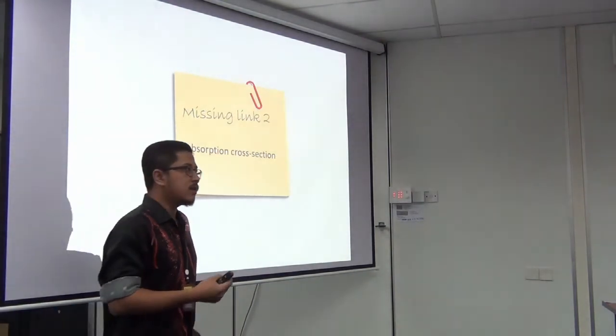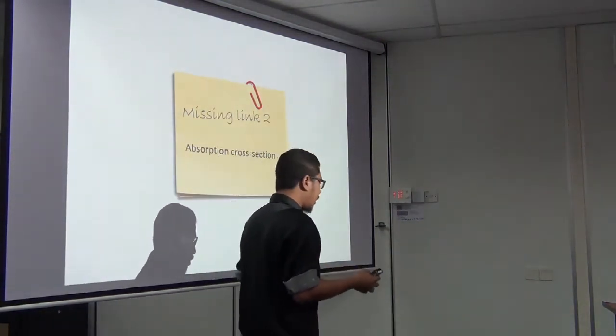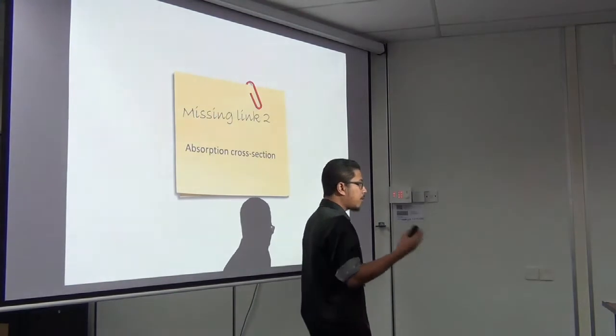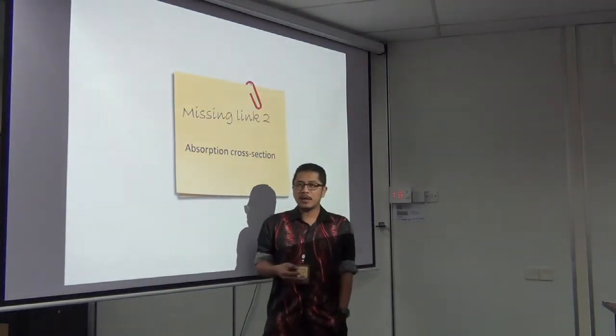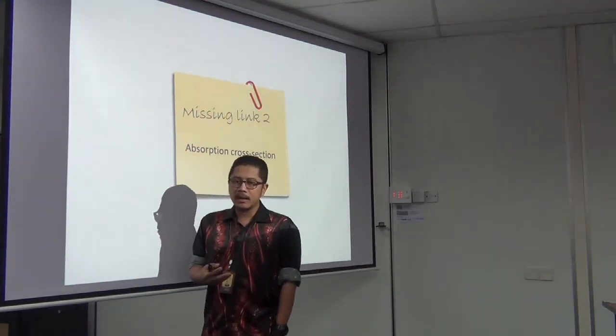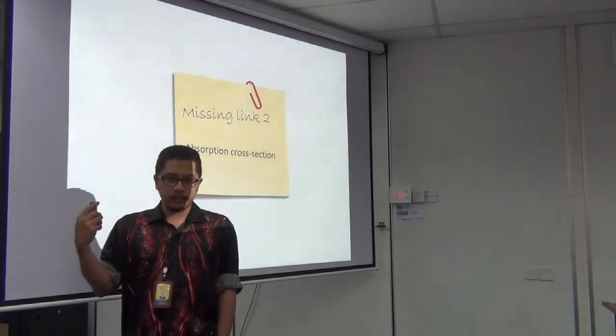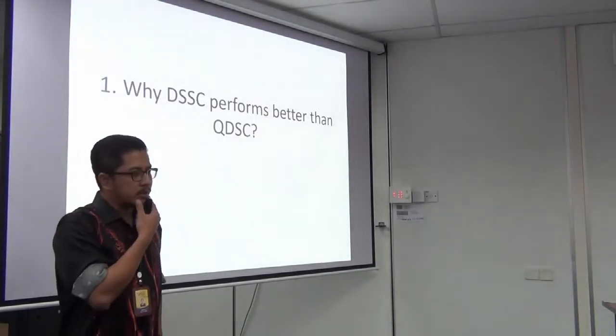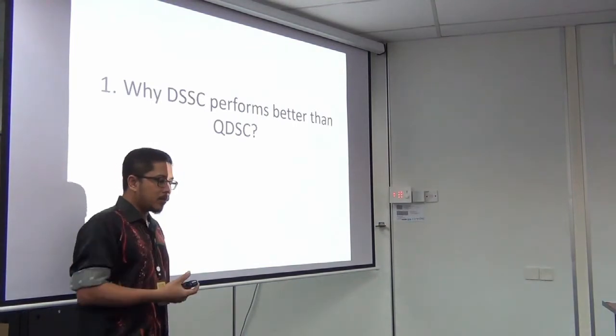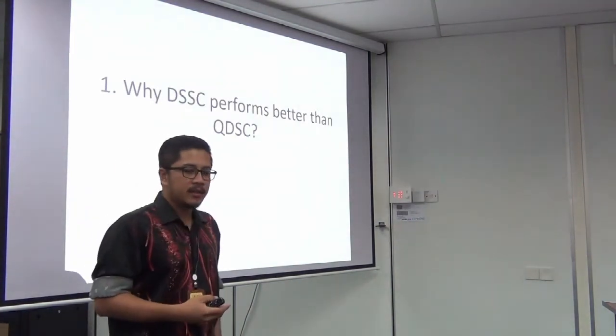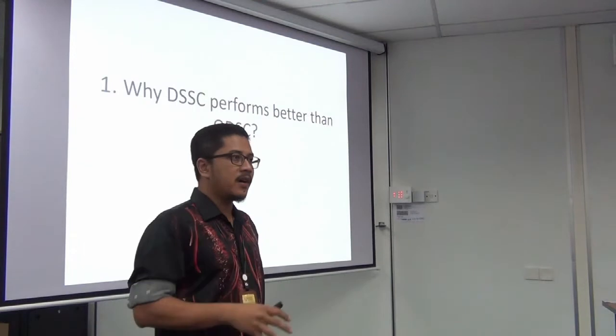The absorption cross section is referring to the absorption spectra of the quantum dots. If we compare the absorption spectra of quantum dots with the dye, what are the differences? So this is the question. The quantum dot solar cell and dye sensitized solar cells share the same device structure.